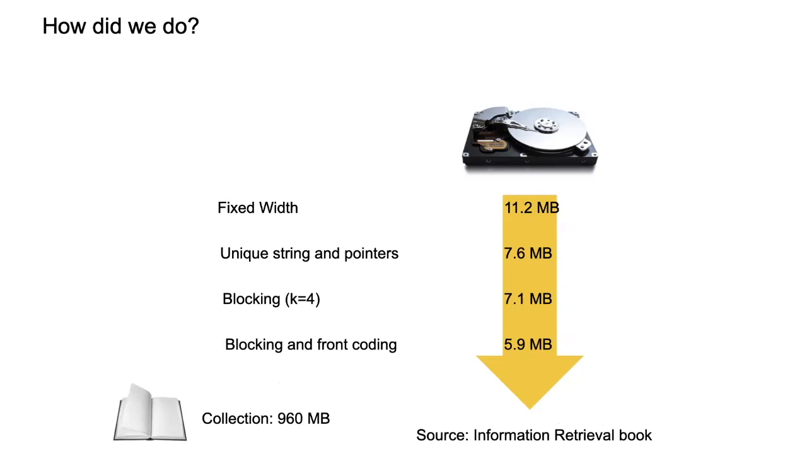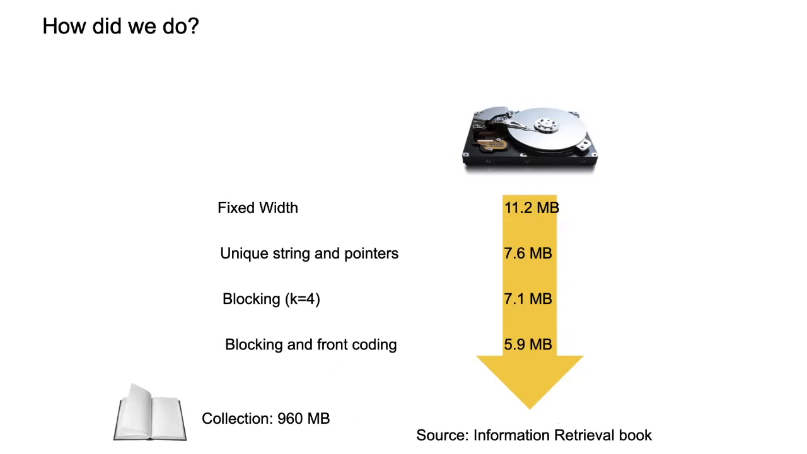Then the size of the dictionary, that's what's on the left of the standard inverted index, is 11.2 megabytes. If I use my unique strings and pointers, so I have a huge string where I concatenate all of my terms, then that goes down to 7.6 megabytes. Not bad, right? Then we use the blocking, meaning that we do it only every k terms. We group the terms by k equals 4 in that case, so 4 by 4. We go down to 7.1. It's a small gain, not enormous, but still we squeezed a little bit more in it.